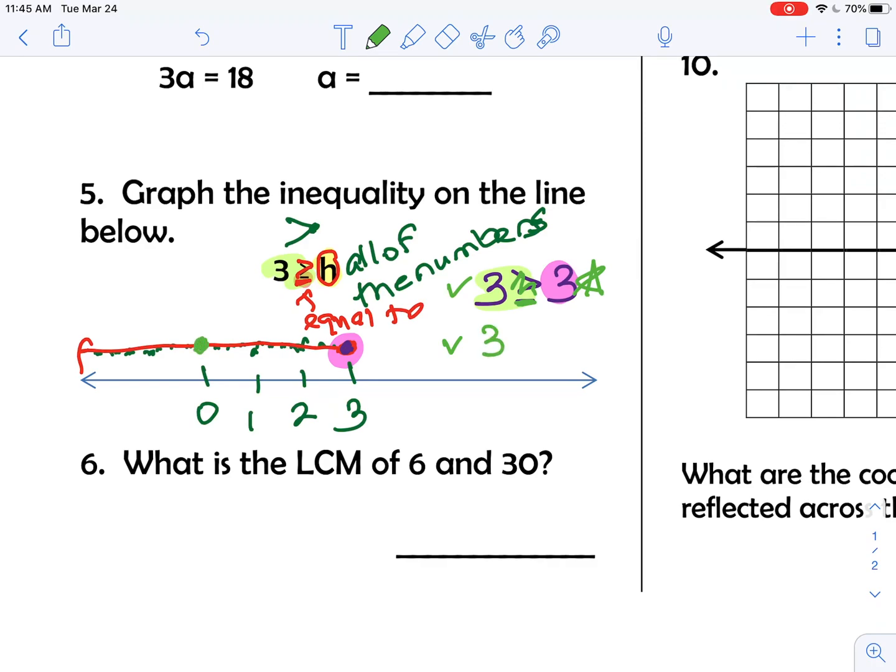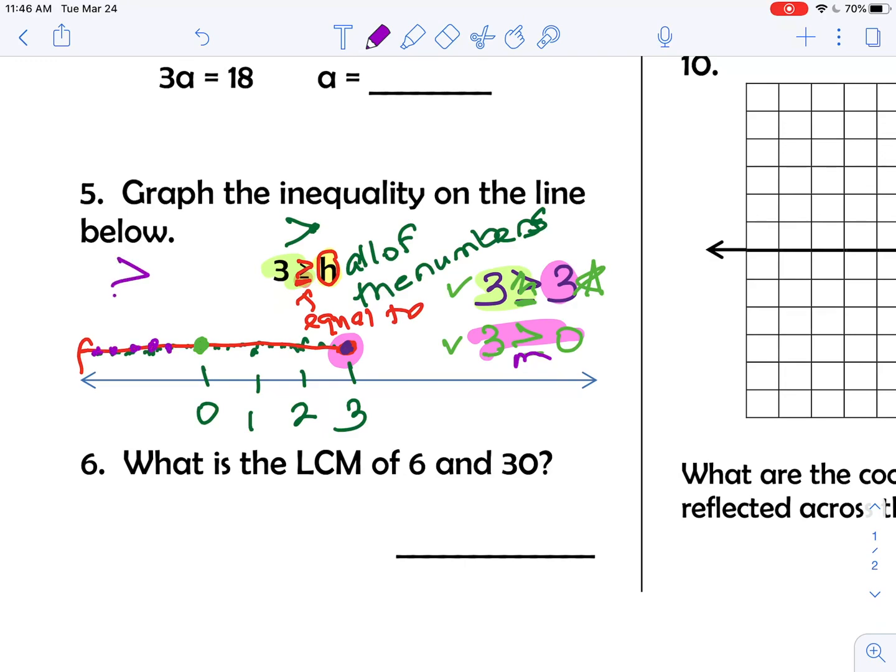Let's check another point just to make sure that we're going in the right direction. So let's check 0. So 3 is greater than or equal to, and now we're going to check 0. And 3 is greater than 0. So yay, we're happy with that. And we don't really care that it's not equal to, because it can't be both things.